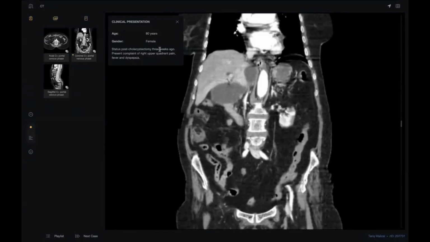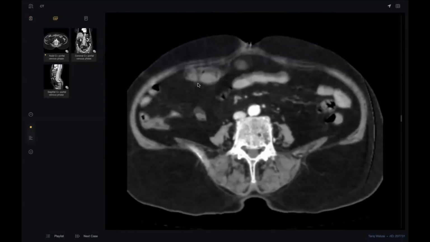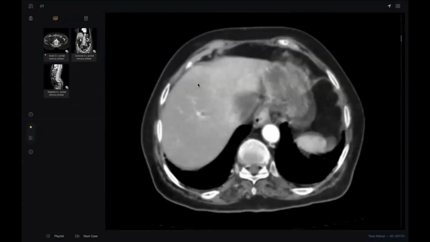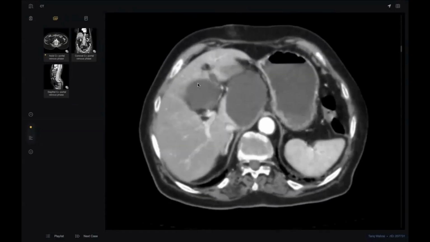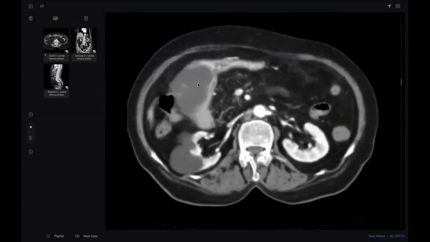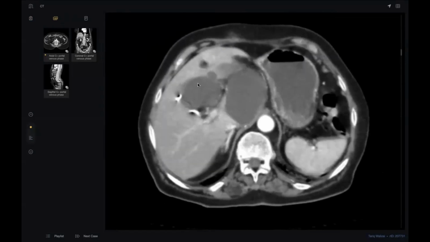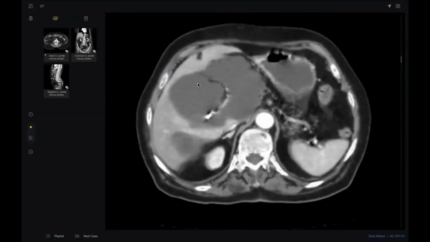An 80-year-old female patient presented with abdominal pain post cholecystectomy. She has abdominal pain 3 years after cholecystectomy. What do you think, doctor?